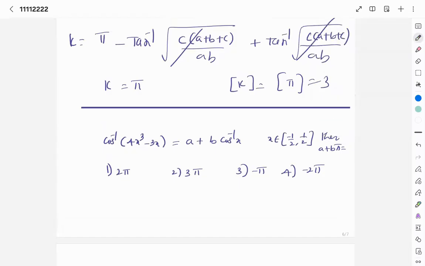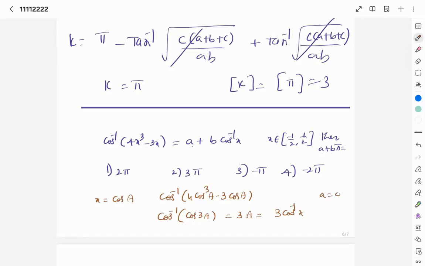Here, how do we proceed is to take x as cos A. We get cos inverse of 4 cos cube A minus 3 cos A, which is cos 3A. If you write 3A, which is 3 cos inverse x, then A will be 0, B will be 3, and the answer should be 3 pi. Right. But the answer given is minus pi.